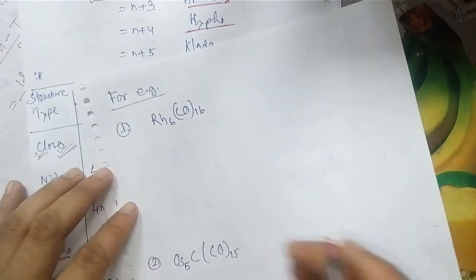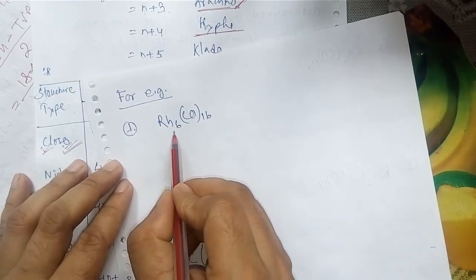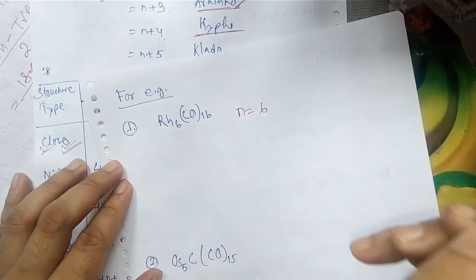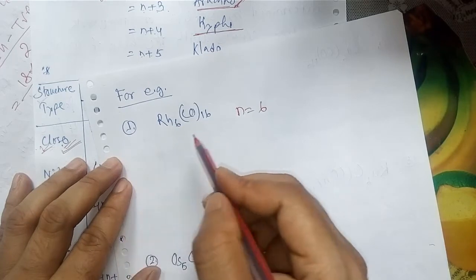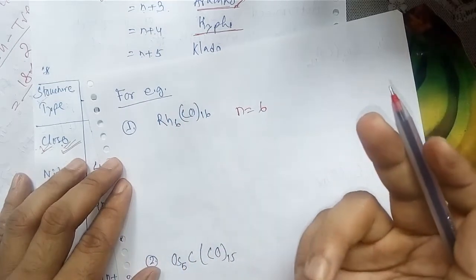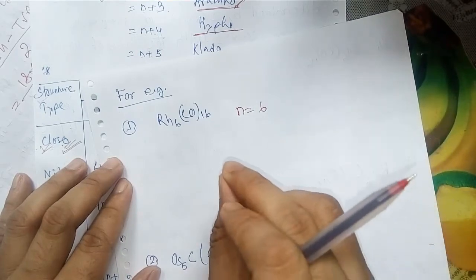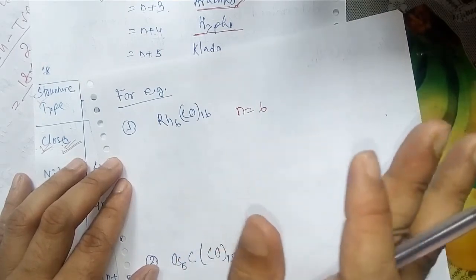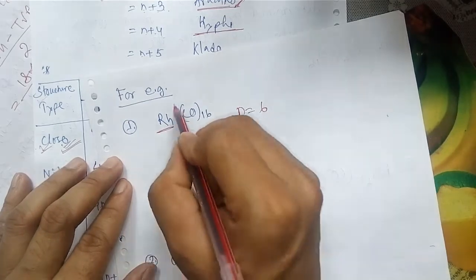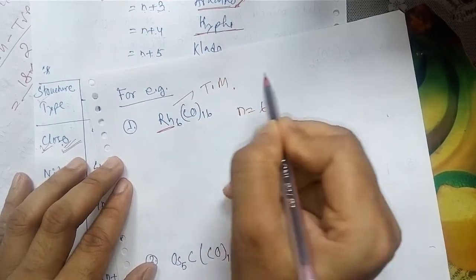First example here, this is rhodium. Now here the n value is 6. Now this cluster compound, is it a closo cluster, nido cluster, arachno cluster, or hypho cluster? So first of all, this one is Rh. Rh is a transition metal.